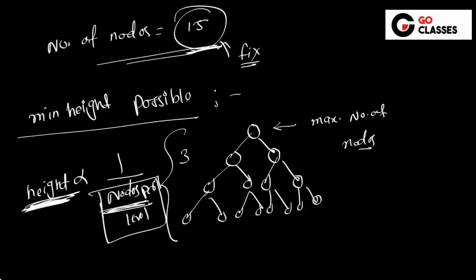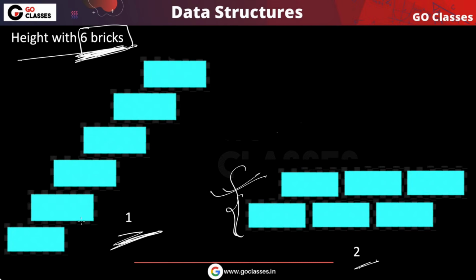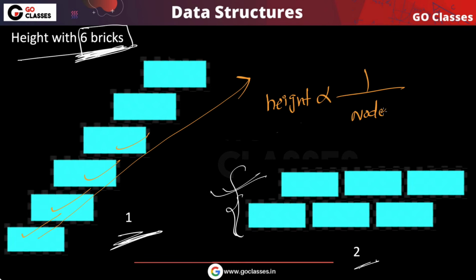If you want the minimum height, then you need the maximum nodes. If you want the maximum height, then you will put in just one brick, the minimum number of nodes. So height and nodes per level are actually inversely proportional. This is what I want to explain. Which means if you want minimum height, you need to fill the maximum nodes per level. If you want the maximum height, you will be filling the minimum nodes per level.